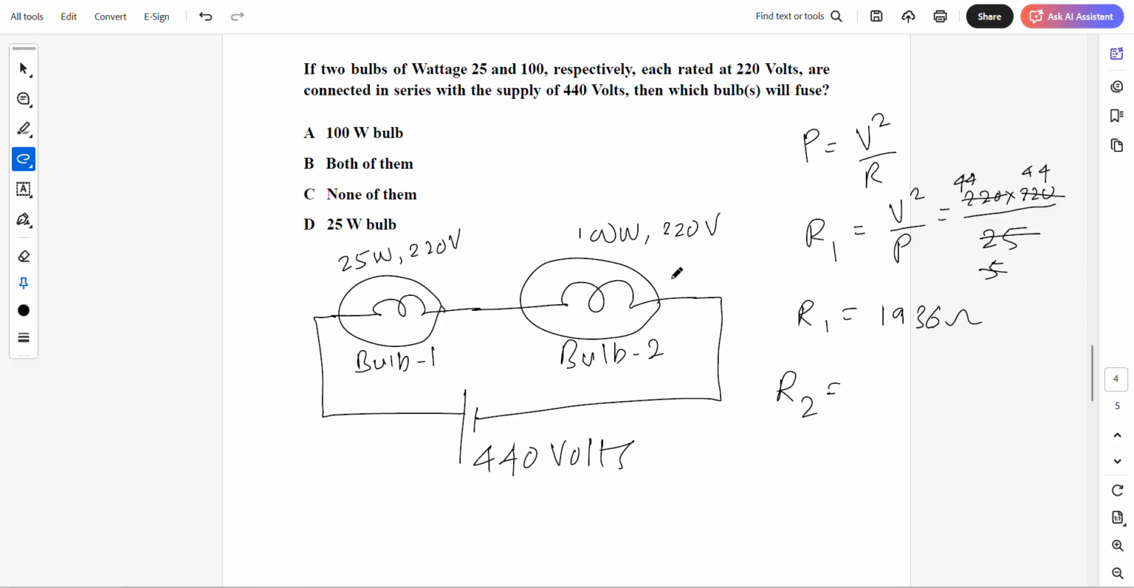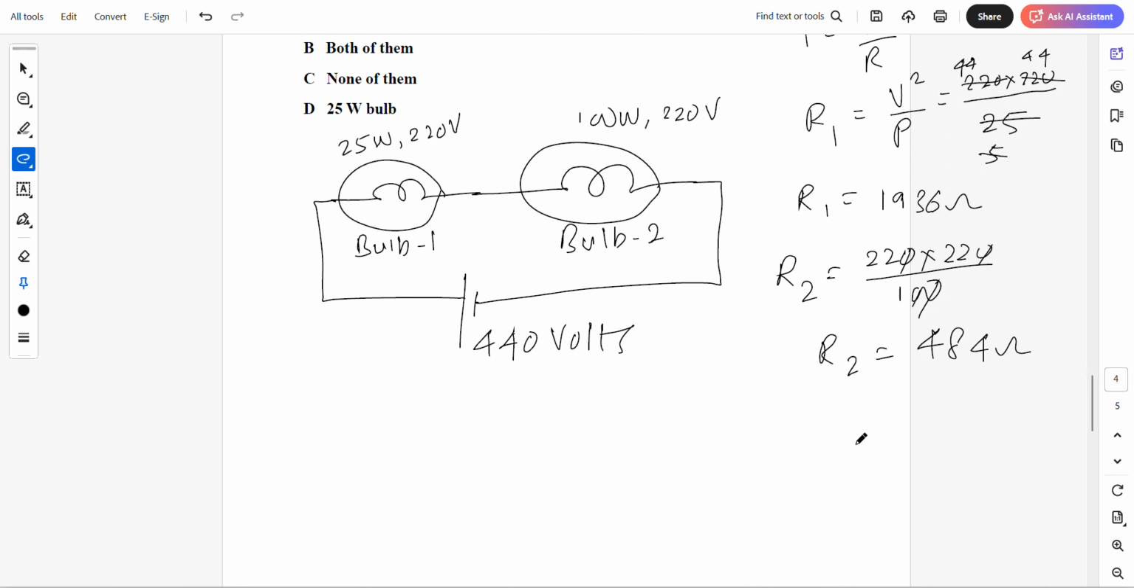R2 is again V square, 220 into 220, divided by 100. This 0 cancels, this 0 cancels. R2 is equal to 22 into 22, which is 484. Hope you understood. Okay, you have to be careful. First you convert these two bulbs into resistances. Your job will be very simple. Though it takes time, you have to calculate R1 and R2.